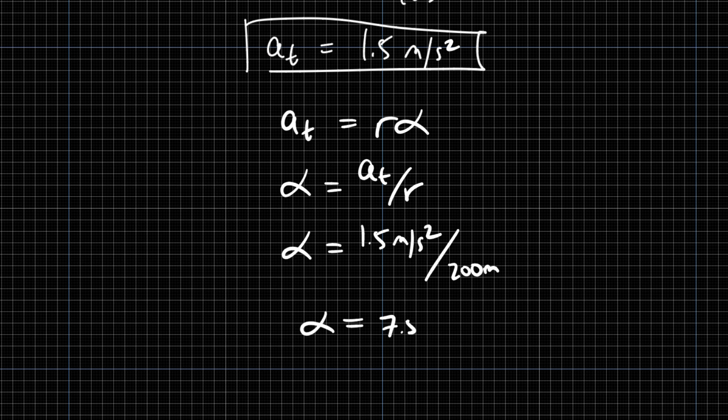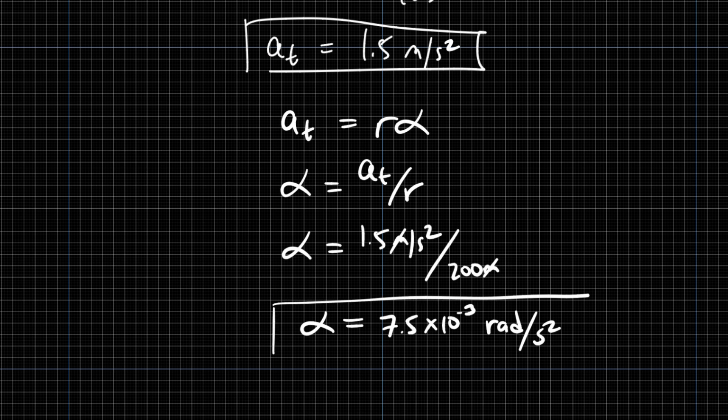Oh, I'm getting 7.5 times 10 to the minus 3. Again, notice the meters cancel out, so I'm getting per second squared. However, I know that this needs to be radians per second squared. Again, remember it's a unitless unit, so you're gonna have to watch out for that. Okay, so there, we got alpha. Cool.